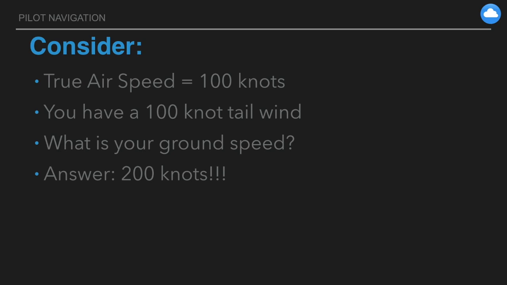Okay. I once clocked 225 knots in a Piper Warrior over the ground. It was a really nice tailwind. Unfortunately, it was a short trip, but.